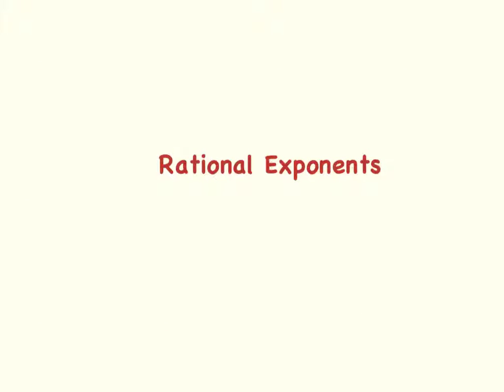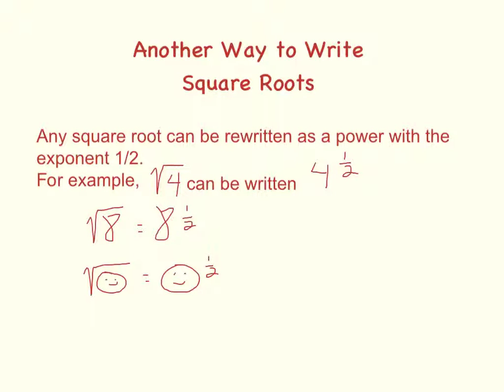Today we're going to learn about rational exponents. Rational exponents is just another way to write roots. We're going to start with square roots. Any square root can be written as the power with an exponent of 1/2. So for example, the square root of 4 can be rewritten as 4 to the 1/2 power.